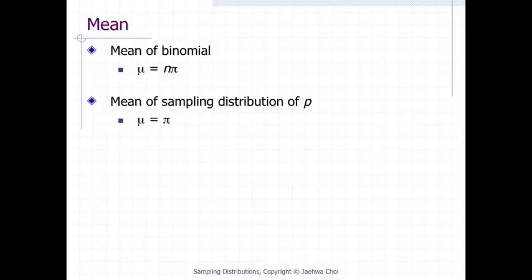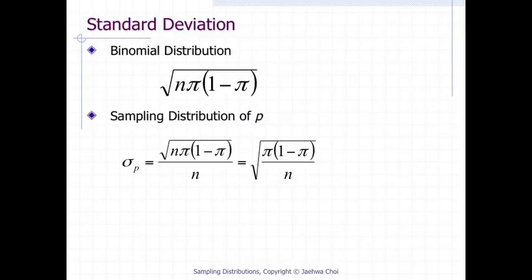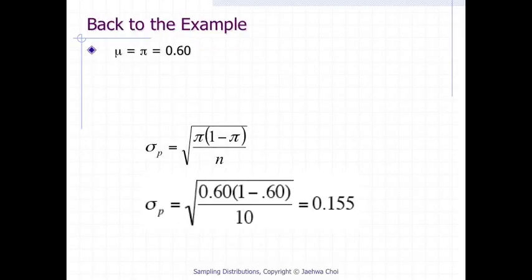For the sampling distribution of P, we divide by n to adjust for the fact that we are now dealing with means instead of totals. The mean is pi. The standard deviation of the sampling distribution of P is the standard deviation of the binomial distribution divided by n. Returning to the voter example, pi is 0.6 and therefore the mean of the sampling distribution of P is 0.6. The standard deviation is computed as shown. Note that the sample size n is 10.